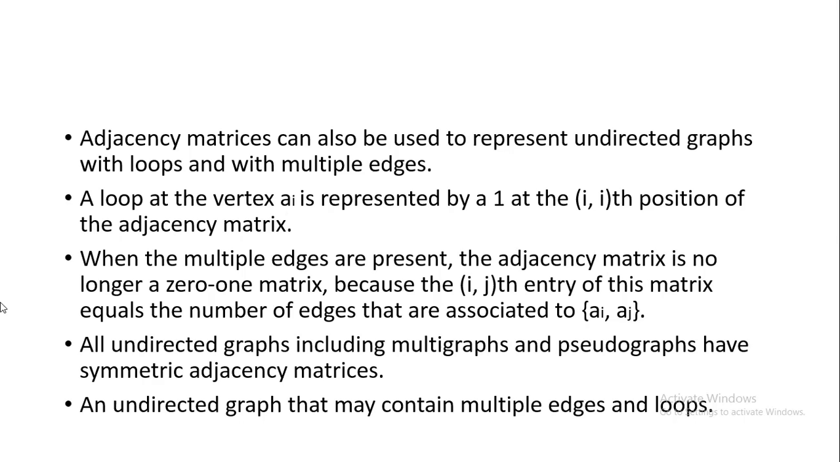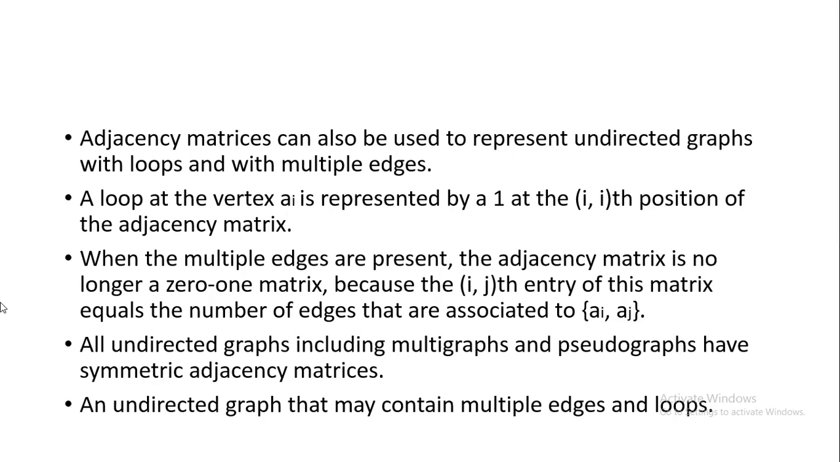But if the graph contains multiple edges, suppose there are two vertices i and j, and between those vertices suppose there are 3 edges. Then the value will be 3. And how can we say that it is a 0-1 matrix? Understood? Because between those vertices there are 3 edges, meaning multiple edges are present. That's why we can't say that this matrix is a 0-1 matrix.